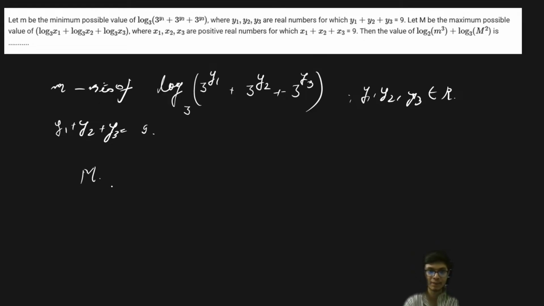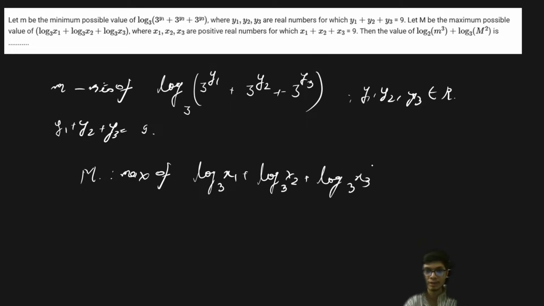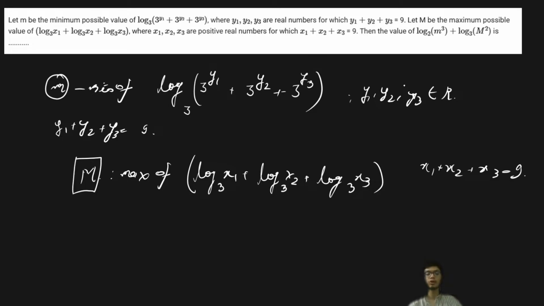Similarly, capital M is the maximum of log x1 base 3 plus log x2 base 3 plus log x3 base 3, where x1, x2, x3 are positive real numbers, such that again x1 plus x2 plus x3 is equal to 9, right? So based on this, you have to find the values of small m and capital M, and from that answer this integer value. So how shall we proceed with this question?